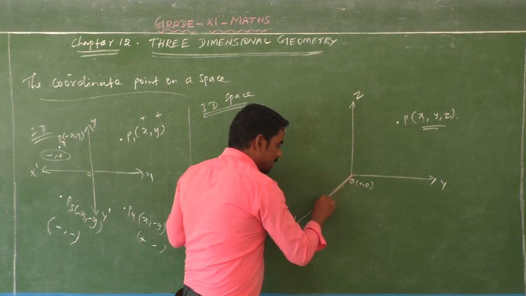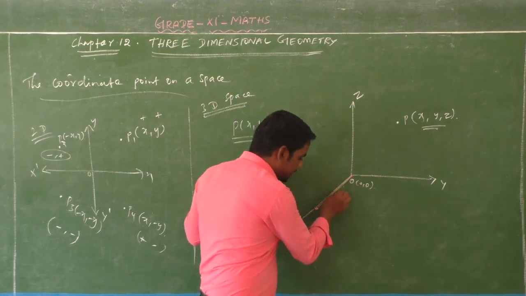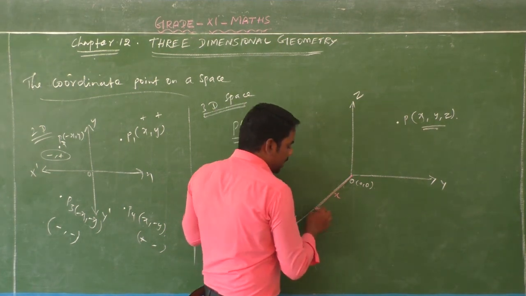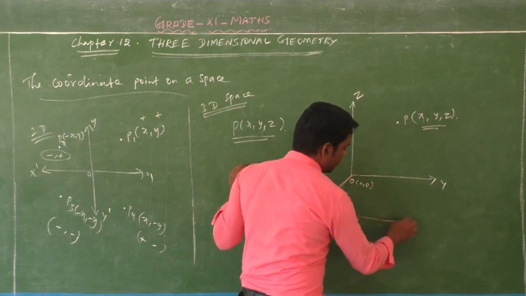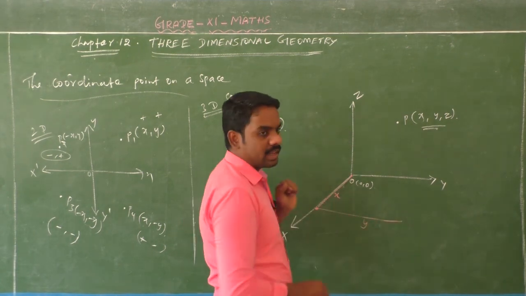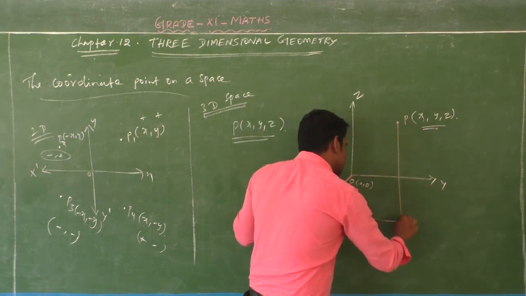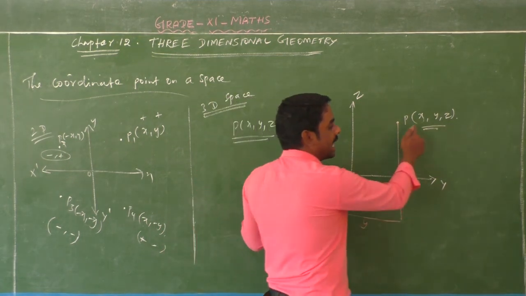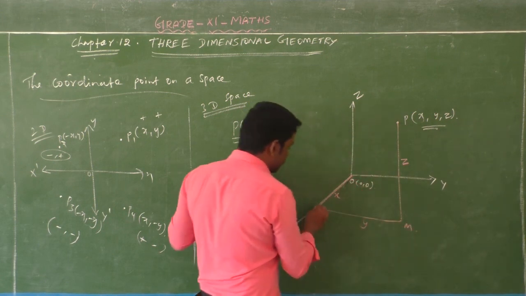O to X. This distance is X. And Y parallel to the y-axis, this value is Y. And Z, this distance is Z. So the point has coordinates X, Y, Z. Let us consider this point M. This point is noted L.